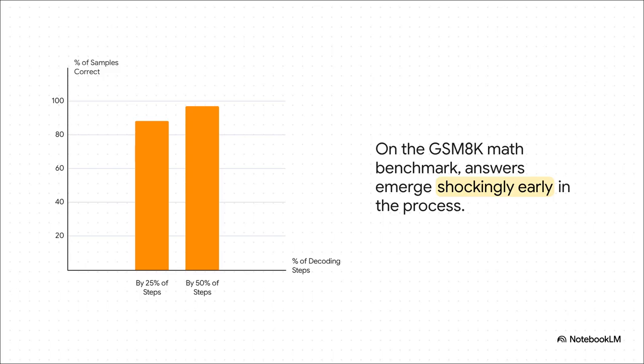And the data here, it's just wild. Look at this. On a tough math benchmark, the model had already internally figured out the correct final answer 88.5% of the time when it was only a quarter of the way through its process. By the halfway point, that number is over 97%. This means that for almost every problem, the model is just spinning its wheels for the entire second half of the process, doing absolutely nothing useful.